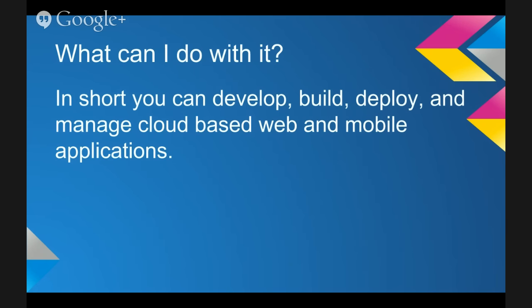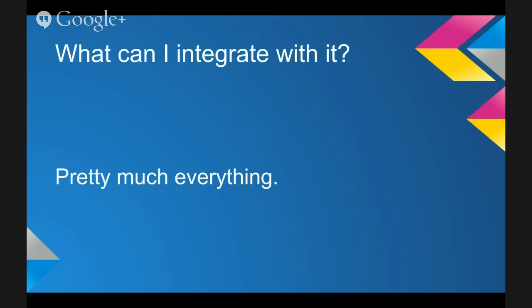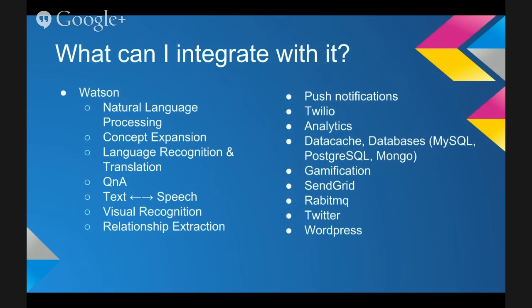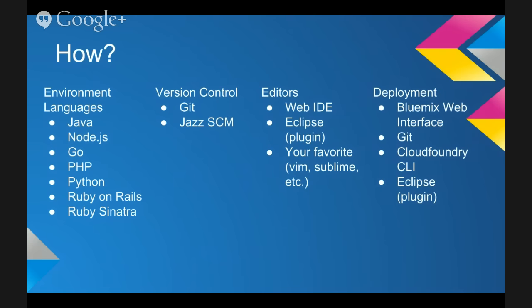So what can you do with Bluemix? In short, you can develop, build, deploy, and manage cloud-based web and mobile applications. So what can you integrate with it? Well, pretty much everything. Your imagination's really the limit. I haven't really found a limitation of Bluemix yet. If you think you can do it, then you probably can. They come with a bunch of built-in services, such as IBM's Watson, which has some really cool things such as natural language processing, concept expansion, text-to-speech and vice versa, visual recognition, a lot of really cool things like that. You can use some external services such as push notifications, Twilio, analytics, a ton of databases, gamification, SendGrid, Twitter, RabbitMQ, WordPress. So there's really no limit to the services that you can use with it. It's pretty cool that way.